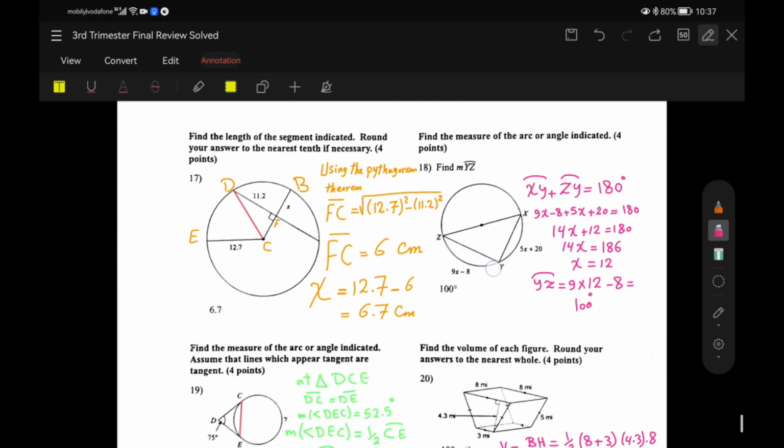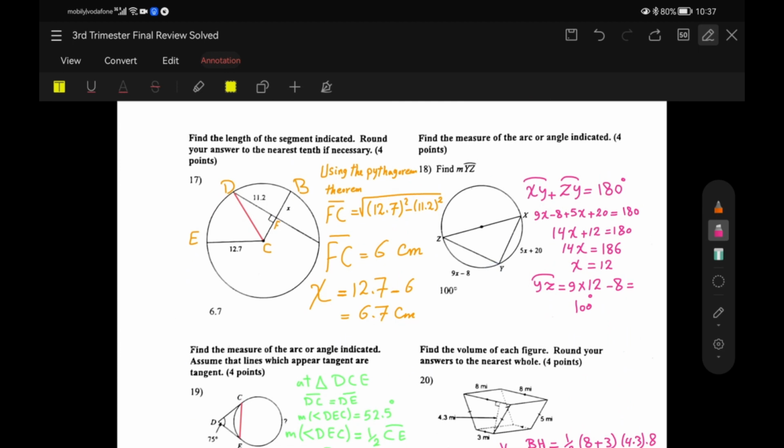Let's solve number 17. Find the length of the segment indicated, round your answer to the nearest tenth if necessary, and so on. Actually, before I start, I have to make a small construction just by connecting CD. By the way, these names of the vertices or lines are not given in the real math example, but I give them to you here just to make you understand what I say very well.